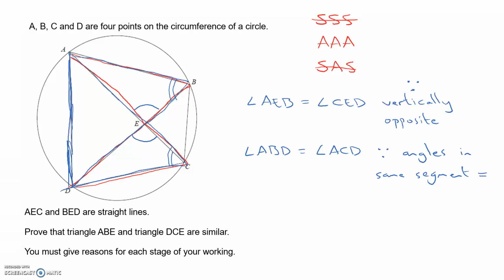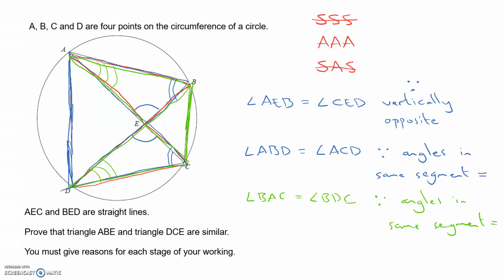Now if we take the chord BC instead, let's just choose a new colour. We choose the chord BC instead, we can do exactly the same line of reasoning from that chord, and this time we'll draw angle BAC, which is over here, and we'll draw from that same chord BC the angle BDC. And therefore, by the same reasoning, we can say that angle BAC is equal to angle BDC, because, same as above, angles in same segment equal. So we've proved that all 3 angles are equal in both triangles, so I think we're done.